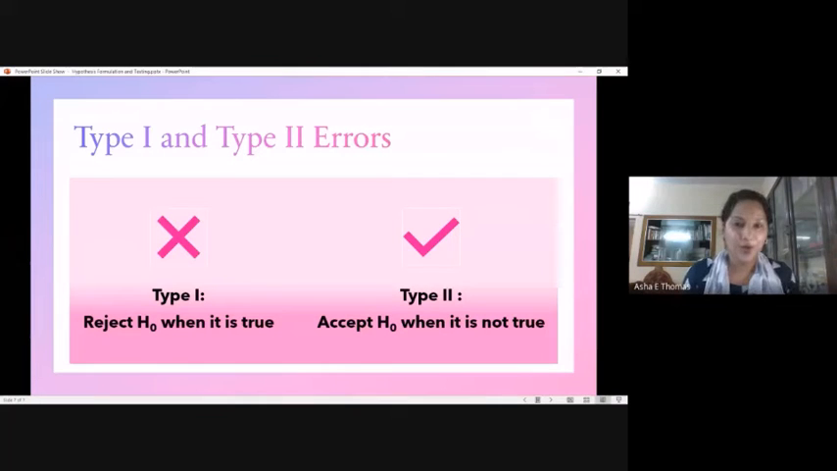In case of type 1 error, it happens when we reject the null hypothesis when it is true, and type 2 error occurs when we are accepting the null hypothesis when it is not true. It can be because of some statistical errors, or it can be because of lack of knowledge of the researcher, or it can be because of error of commission by mistake, right? But this is the case. Okay.